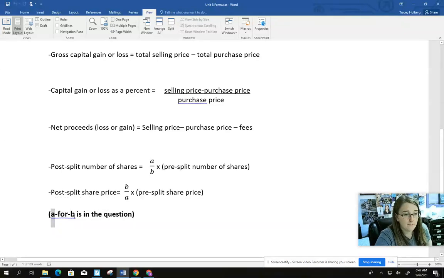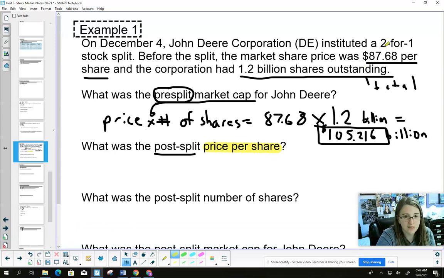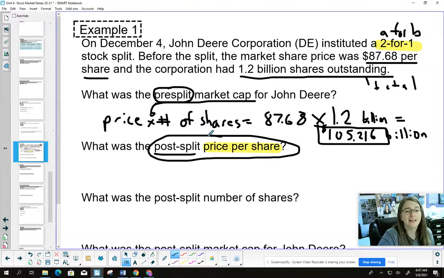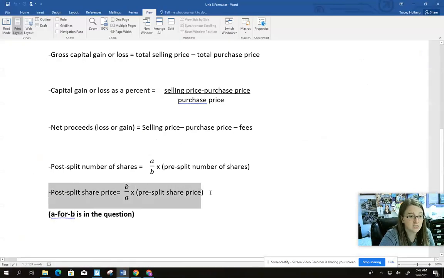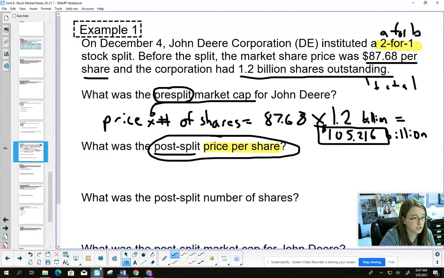A is the first number, B is the second number. So coming back here, that's right here. This is A for B. So what I'm going to do is copy my formula for this so I don't get jumbled up. Again, you guys write stuff down. Please write stuff down. You're going to get jumbled up, especially with this lesson, if you don't write stuff down. So post-split price per share is the same thing, once again, as post-split share price. So here's my formula: B over A times the pre-split share price. B over A times the pre-split, so this is before the split happens, share price.